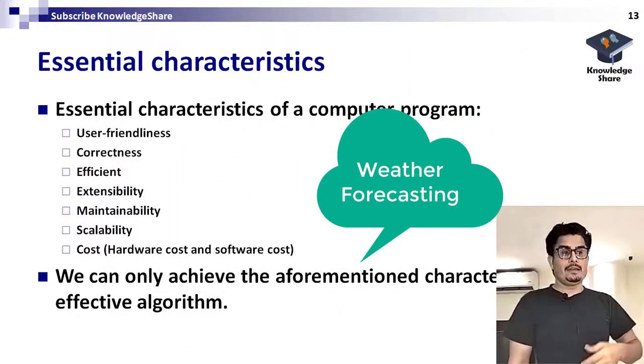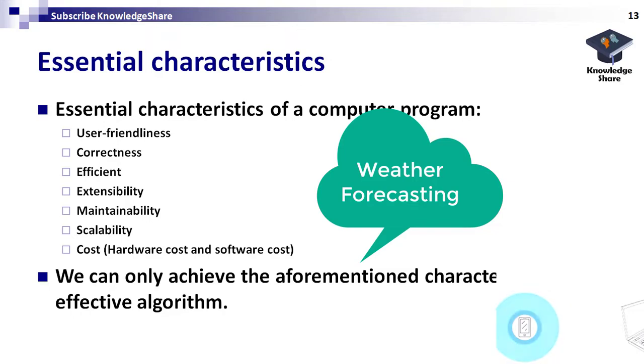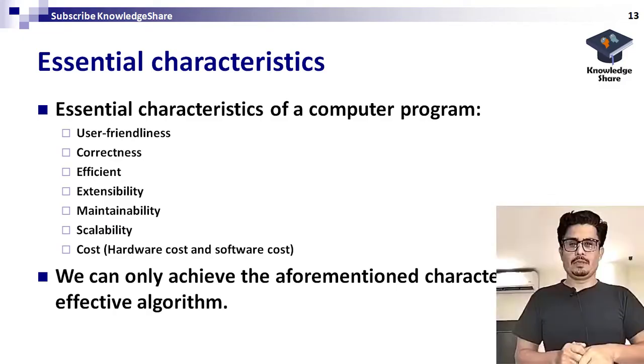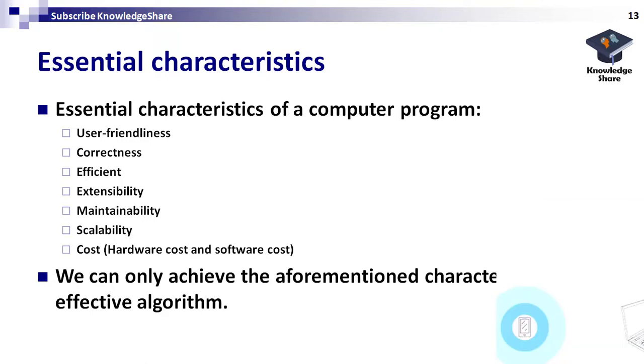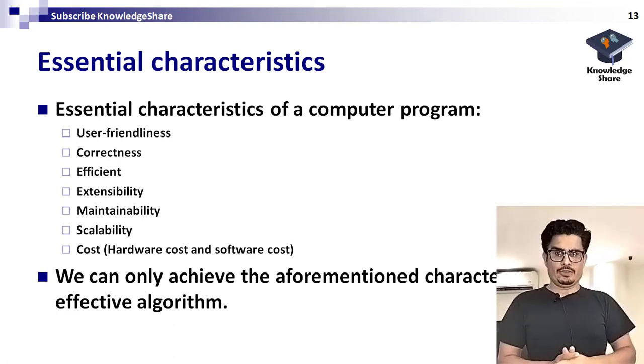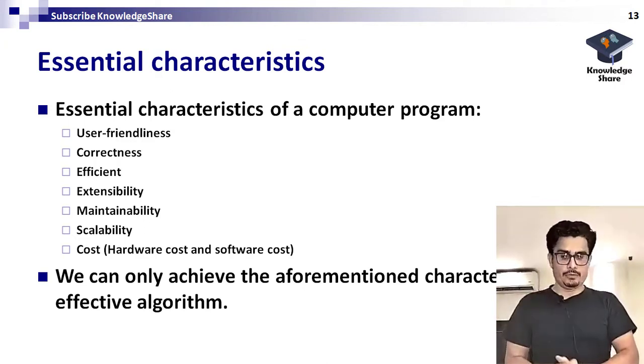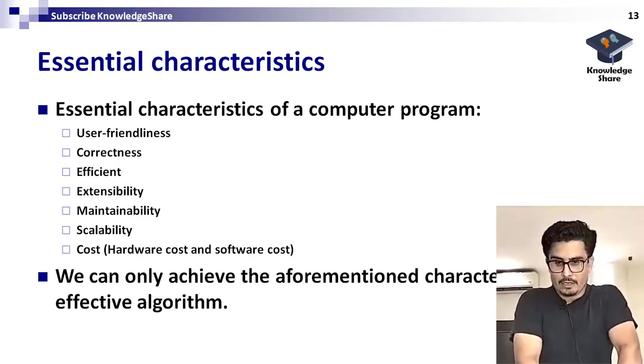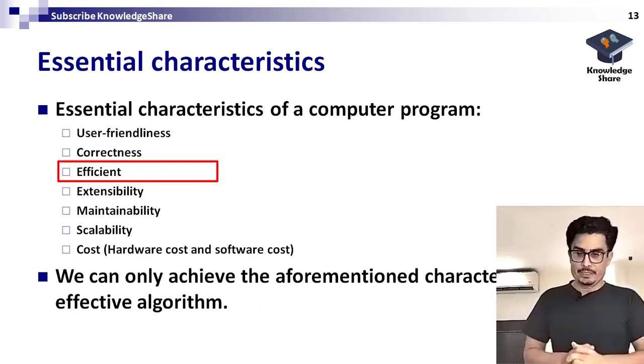Like in weather forecasting, you mostly see that sometimes there is a prediction of rain, but still sometimes their accuracy is not that really good. So in machine learning and deep learning, we are focusing on accuracy, but in percentage. But in a conventional algorithm, we need to have 100% accuracy. So your algorithm should be efficient.